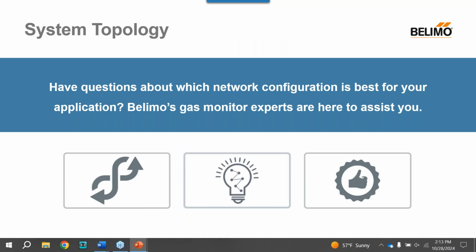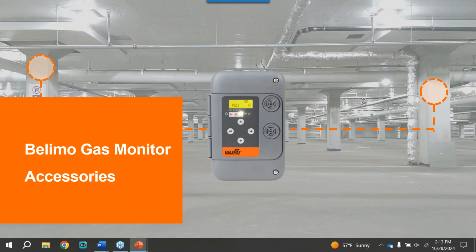Okay, so that concludes topology. If you have any questions about which is best for your application, please reach out to us and let us know. From there, we're going to move on to the gas monitor accessories.